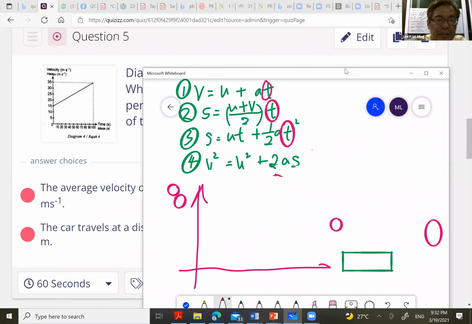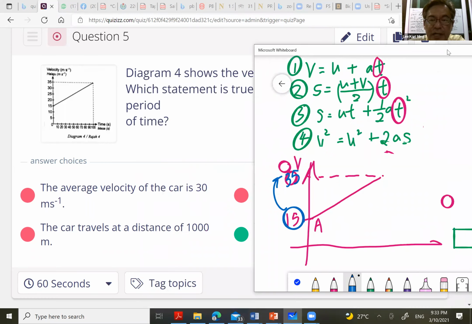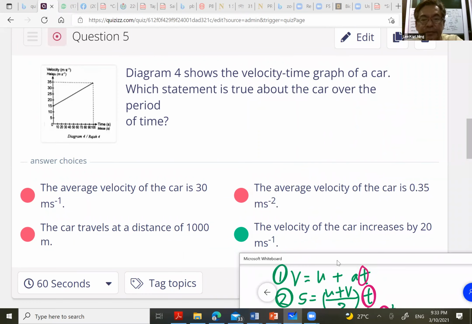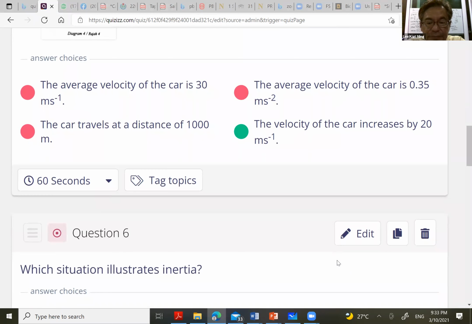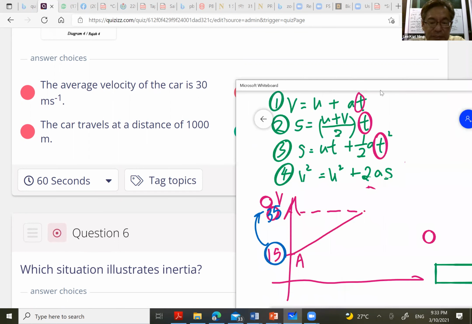You can see very clearly the velocity actually starts from 15, and it goes up from point A until 35. This is a 35. So it's very, very clear. It goes up from 15 to 35. It goes up by 20. And because it goes up by 20, your answer is going to be the green button, the velocity of the car increases by 20. You could see very clearly the graph shows it actually increases from 15 to 35. Is that clear? I think it's very clear, right?